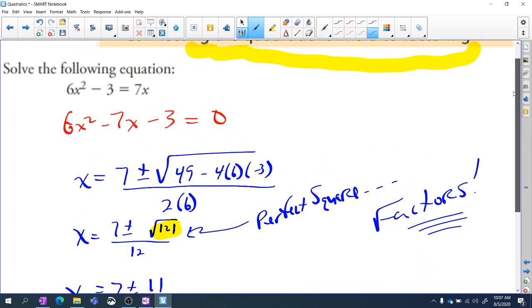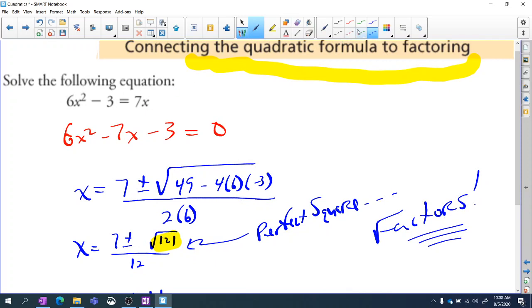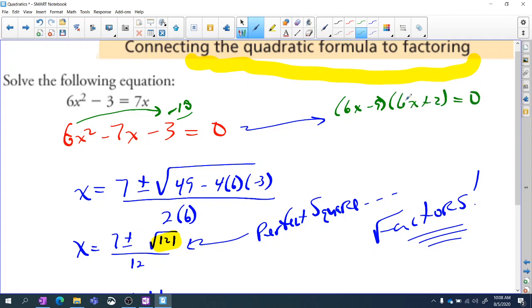I could have in the beginning, right away, gone to factoring if I had noticed it. Here it is by factoring. 6 multiplied by negative 3 is negative 18. I want to get a negative 7. I could use a negative 9 and a plus 2. 6x subtract 9, 6x plus 2 equals 0.